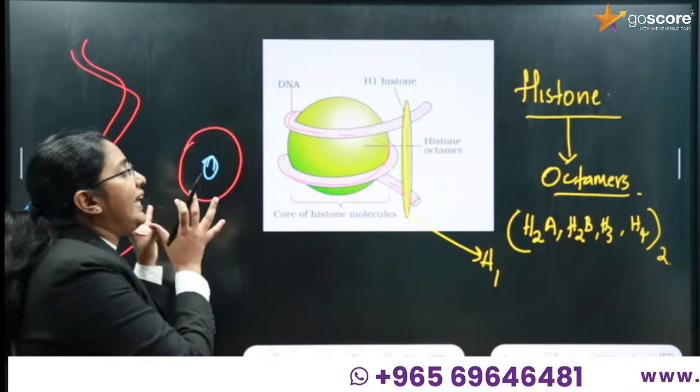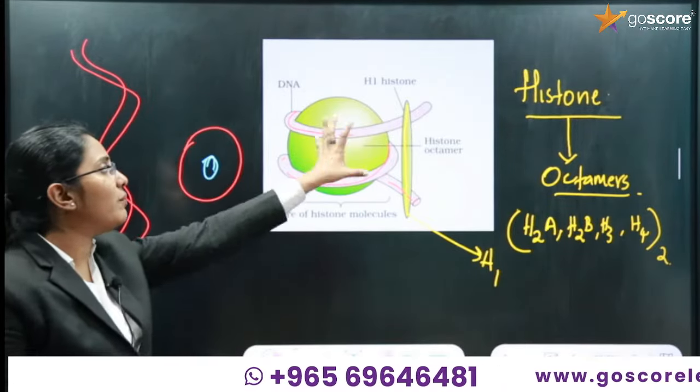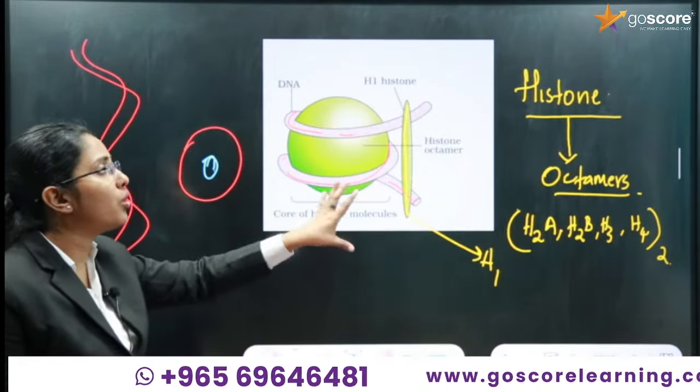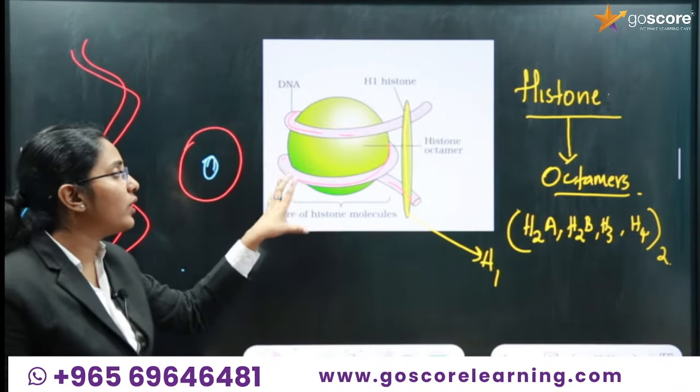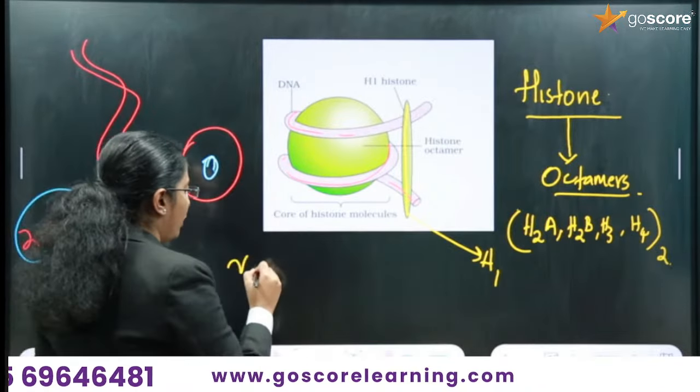So this DNA, at first, will be wrapped around a histone octamer, and that particular structure is known as nucleosome.